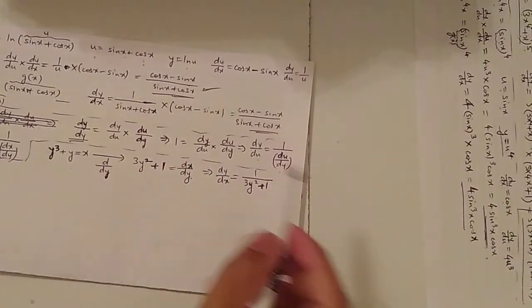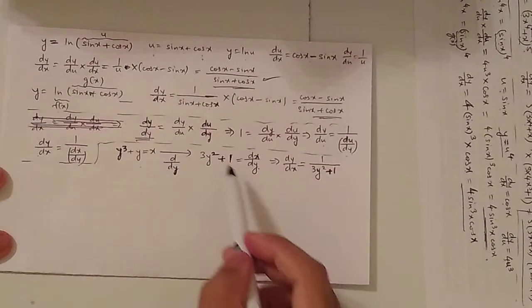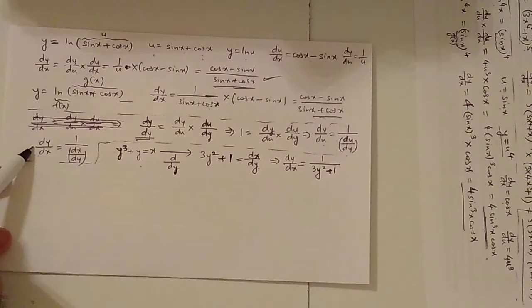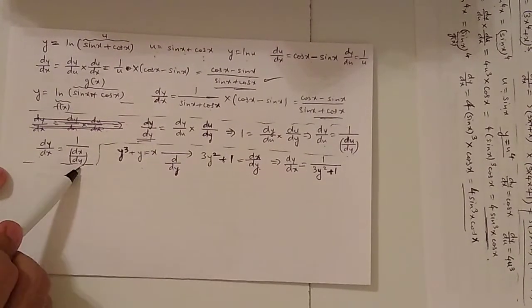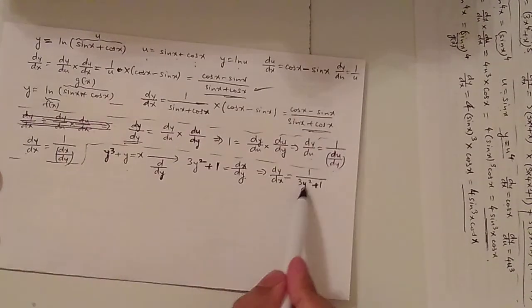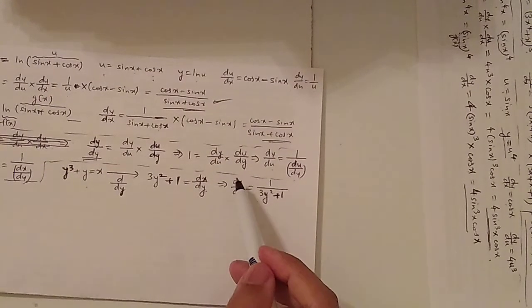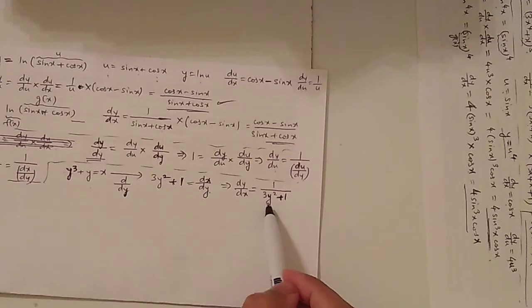Okay, again once more, since dx by dy is equal to 3y squared plus 1, and from the chain rule we know that dy by dx and dx by dy are reciprocals of each other. So dy by dx is equal to 1 by 3y squared plus 1. Now you might be questioning that, I got dy by dx, but my final answer is not in terms of x, it is in terms of y. It does not matter, as long as you do not introduce any new variables.